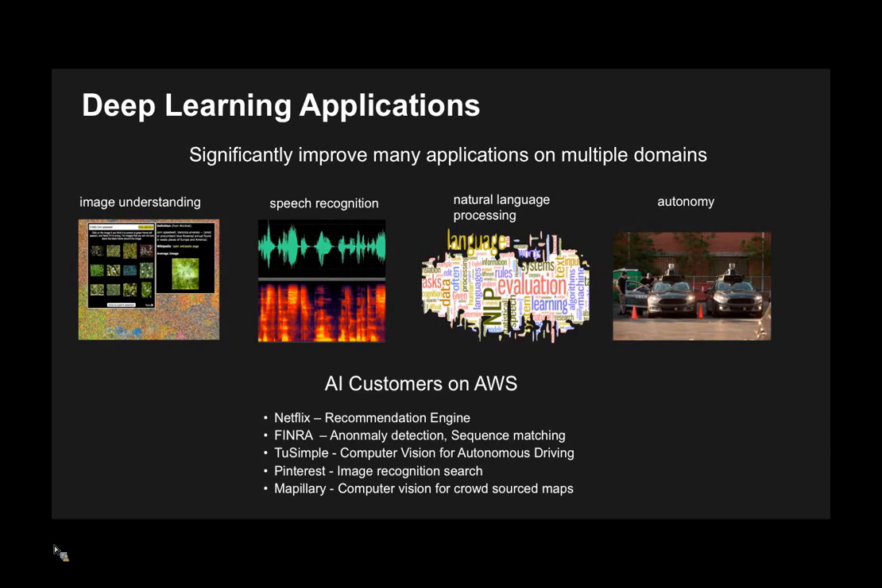Deep learning has been solving problems in multiple domains, such as image understanding and speech recognition. For example, Alexa from Amazon uses deep learning to do ASR. It's also used for natural language processing, and autonomous driving is also being solved using deep learning. Some of the customers that use artificial intelligence on AWS are Netflix, FINRA, and Pinterest. TuSimple, one of AWS's customers, uses Apache MXNet to do autonomous driving.